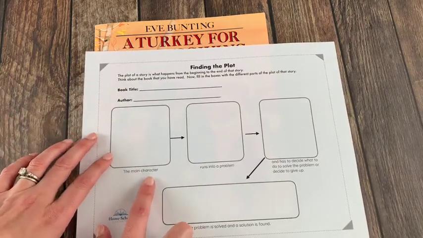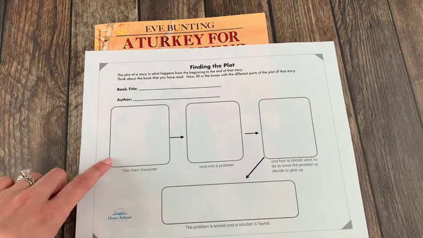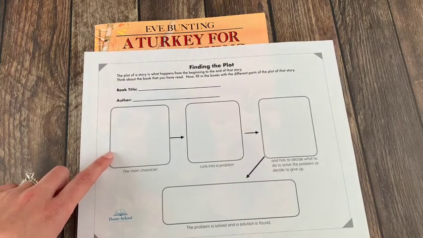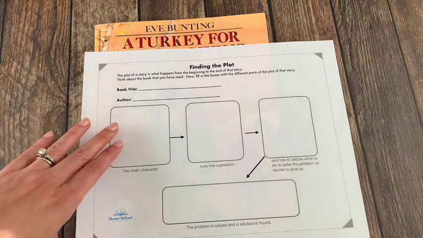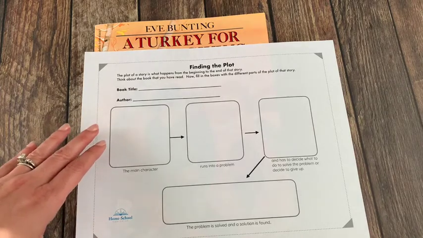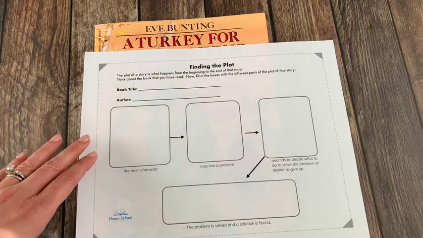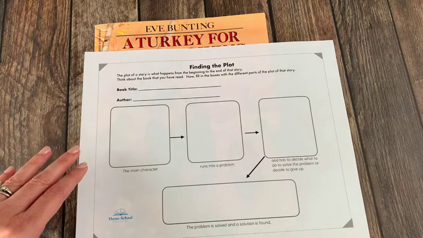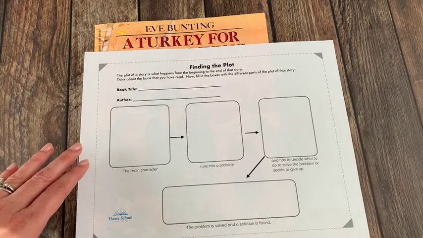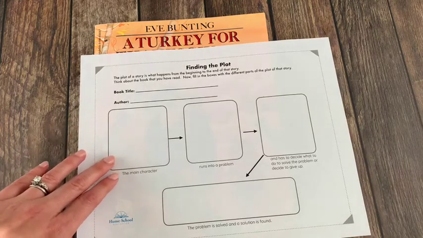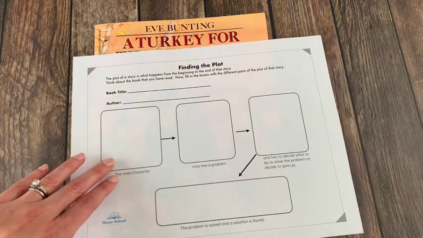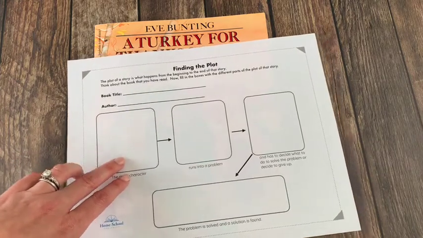The first box asks us to identify the main character. The main character being the character in which the story is mostly about. In this particular story, we might say that there's more than one main character. In fact, I think we could say that there is definitely more than one main character. The story is mostly about at least two characters.